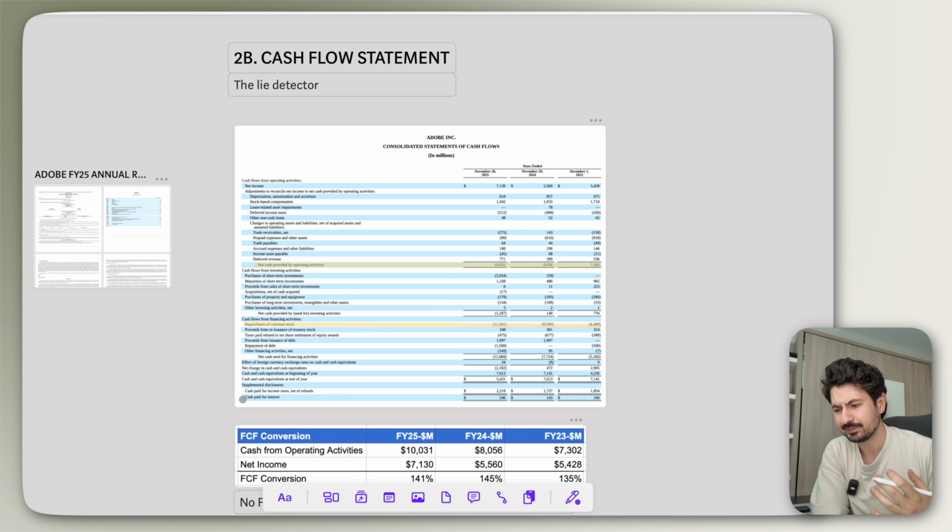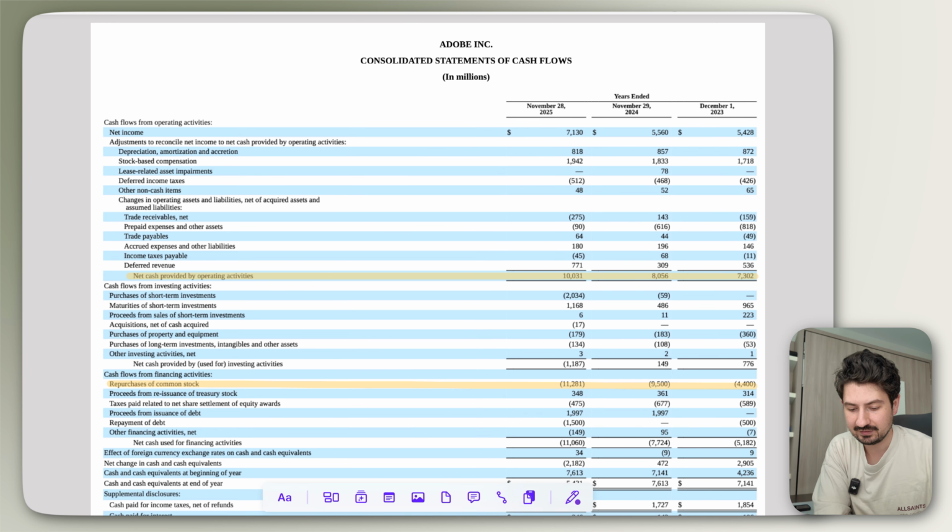Adobe, for example, has a lot of amortization of intangible assets, and that is not like a cash expense. It doesn't cost the business anything, and it doesn't necessarily tell you the quality of the business from a cash flow perspective, which really matters. So let's just look at the consolidated statement of cash flows and see what stands out.